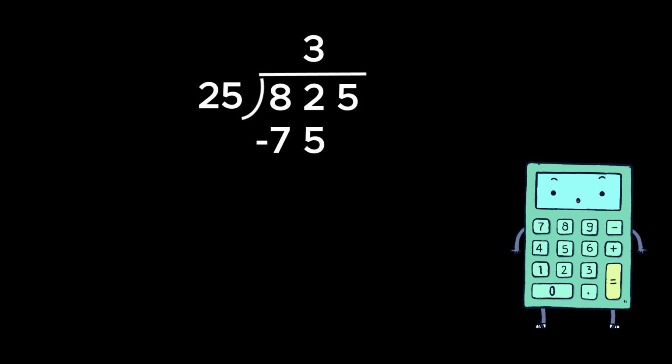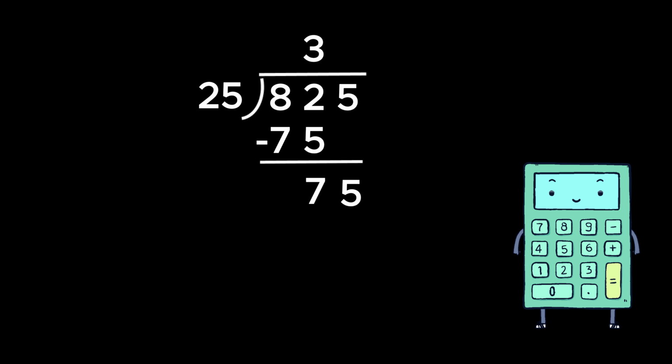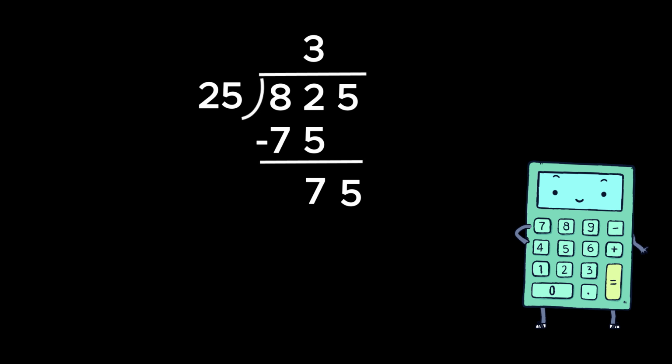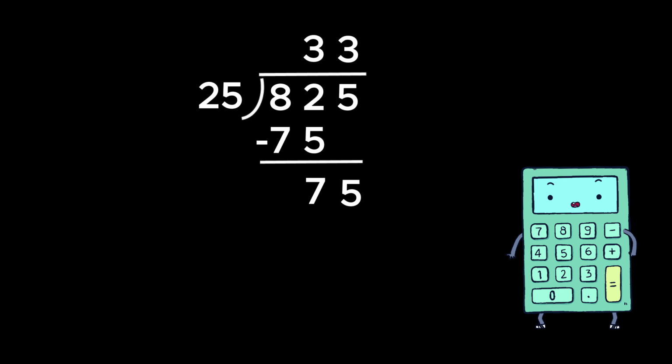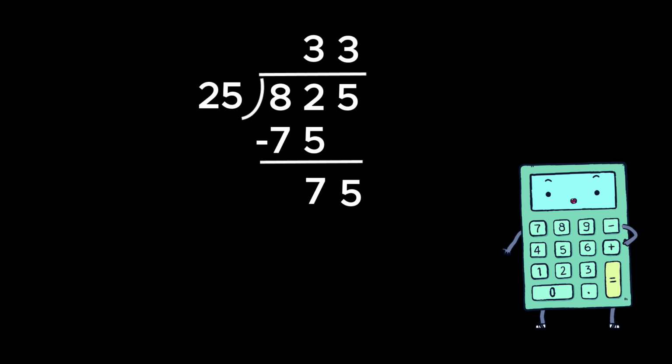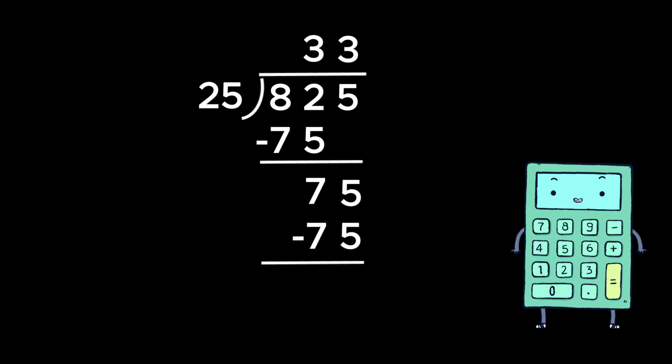Subtract. 82 minus 75 equals 7. Bring down the next digit, 5, making it 75. Ask, how many times does 25 go into 75? 3 times. 3 times 25 equals 75. Write 3 above the last digit of 825. Subtract. 75 minus 75 equals 0. The answer is 33.